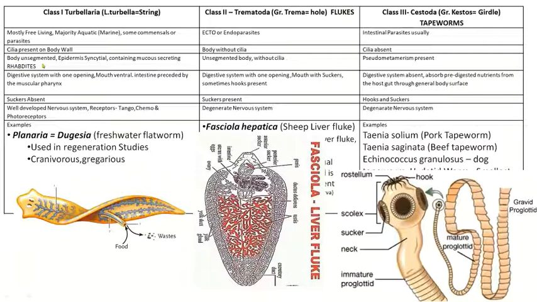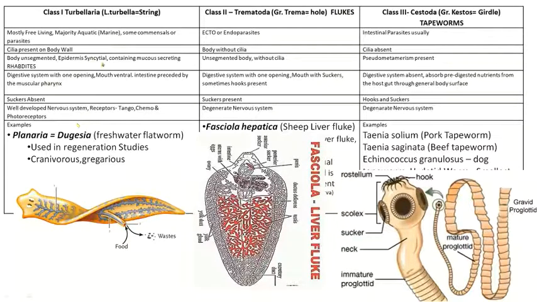Then body unsegmented. In Turbellaria, there is no segmentation. You see this planaria, there is no segmentation. You see Fasciola, there is no segmentation. But if you see tapeworm, Cestoda, you will see immature proglottid, then mature proglottid, then gravid proglottid. These small squarish, rectangular structures are called proglottids, and they represent pseudometameric segmentation. So Turbellaria is characterized by presence of cilia, but the body is unsegmented.